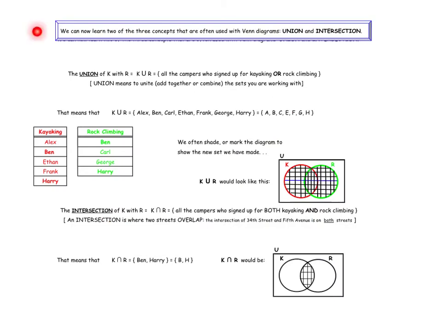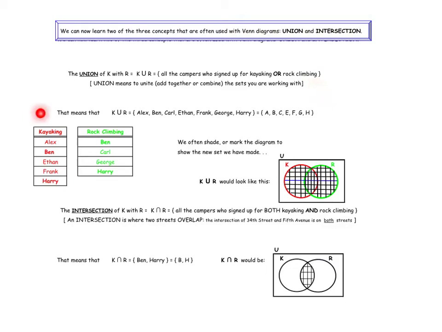We can now learn 2 of the 3 concepts that are often used when diagrams are used: union and intersection. Many of you may have learned union and intersection when you were working in geometry last year. The union of the kayak circle and the rock climbing circle are all the campers who signed up for kayaking or rock climbing. As long as you signed up for something, you're in the union.